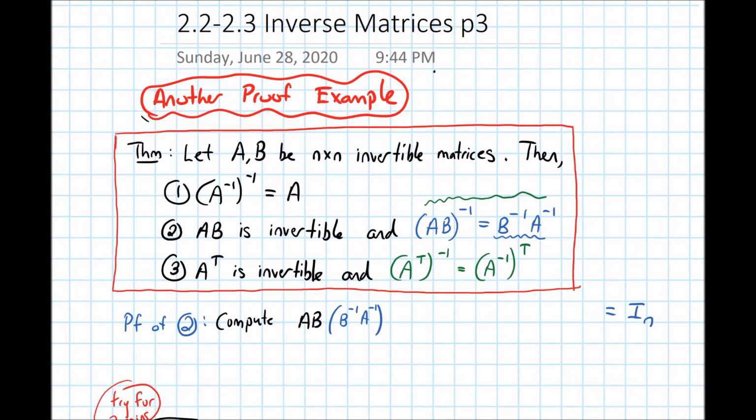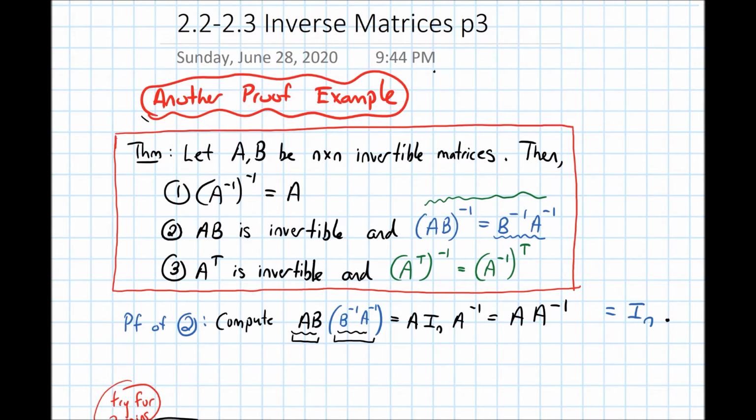And the nice part about doing this is when I multiply, I have the A, and then B times B inverse, that becomes In. And then I still have the A inverse. And then if I multiply A times the identity, I just get A. So I have A times A inverse. And A times A inverse equals In. Okay, so at this point what we've shown is that AB, that matrix, times this other matrix, B inverse A inverse, equals the identity. So that shows that these matrices, this is the first one, and this is the second one, are inverses of each other. Okay, so this proves property 2.